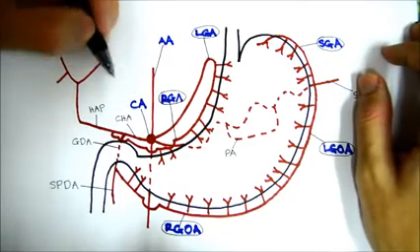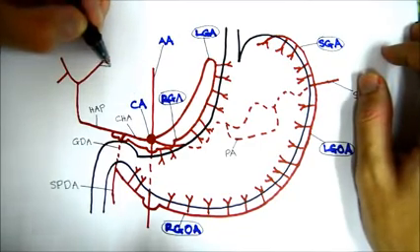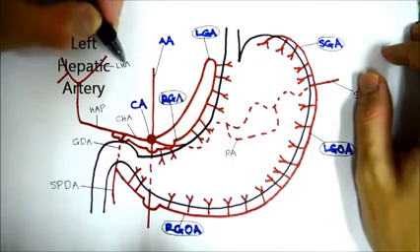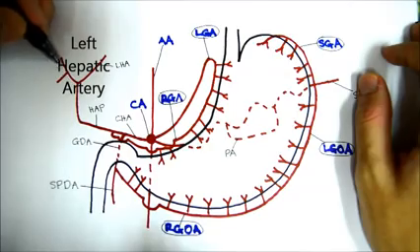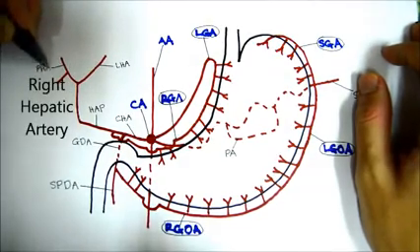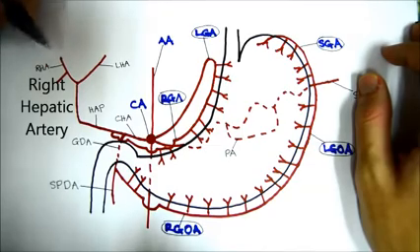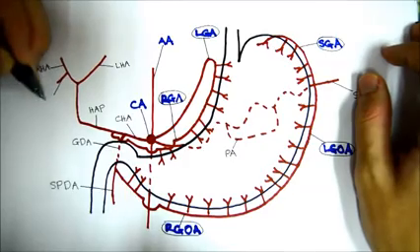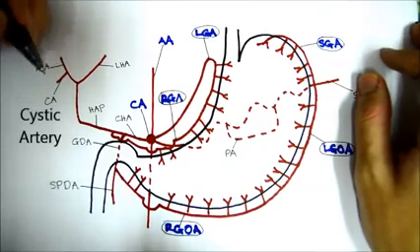Then next is this one, the left hepatic artery, which supplies the left lobe of the liver. This one, the right hepatic artery, which supplies the right lobe of the liver, and the right hepatic artery gives off a small branch, which is the cystic artery, which supplies the gallbladder.